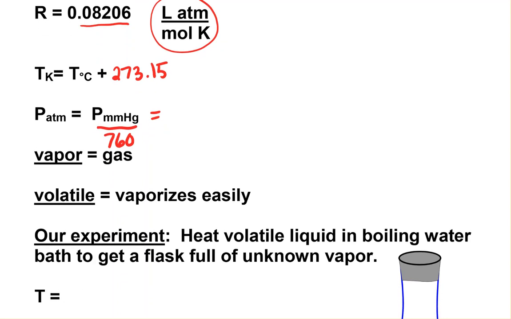And then the word volatile is here because the unknowns that we give you are volatile liquids. They have to evaporate easily so we can get them into the gas phase to do the experiment. PV equals nRT only works for gases. So anyway, we will give you the unknowns as liquids and we will vaporize them for the experiment.